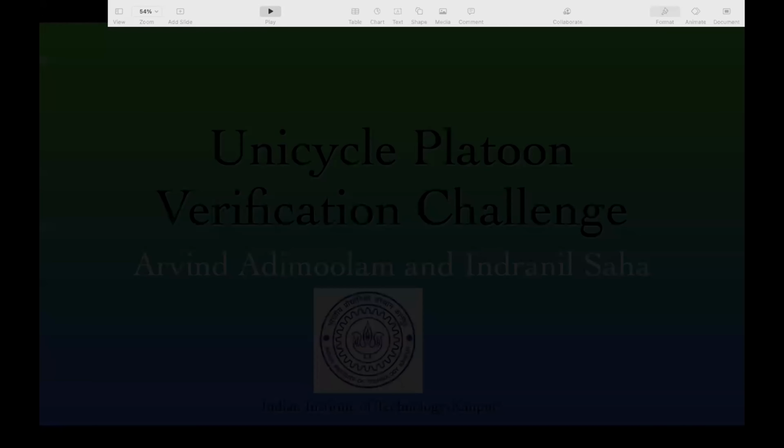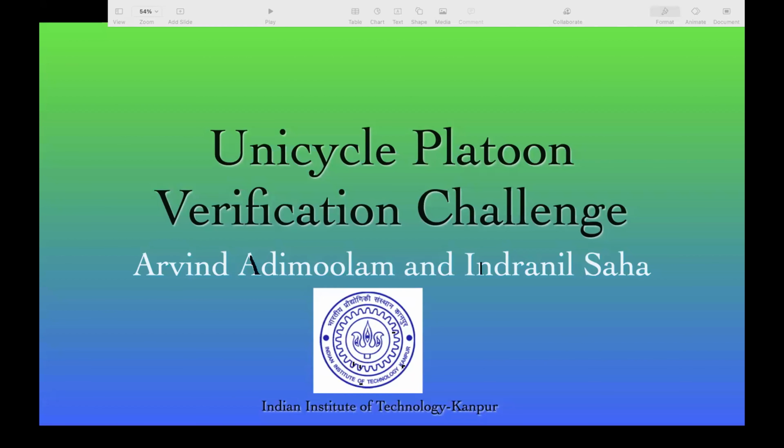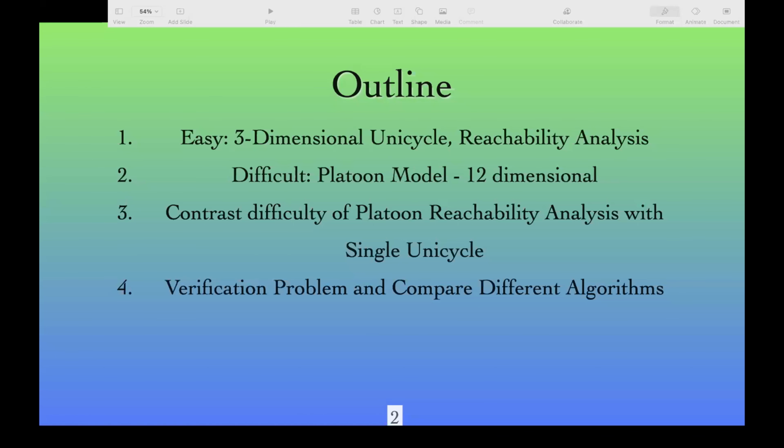Okay, so the verification challenge I'm going to propose is a unicycle platoon of vehicles, which will be coupled by nonlinear feedback. So the outline of the talk is as follows. First, I'm going to discuss the very simple model of the single unicycle, which is three-dimensional, and consider a reachability analysis approach for this three-dimensional case.